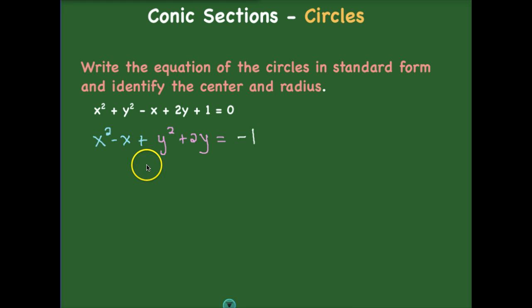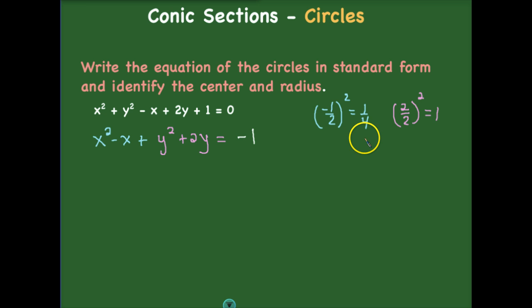Your first step should have been to rearrange the equation so that your x terms are together and your y terms are together. Your second step would then be to find those perfect squares. So for our x term, we have -1, divide by 2 and square it. That gives us a +1/4. For our y term, we have a 2. We'll divide that by 2 and square it. And that just gives us 1.